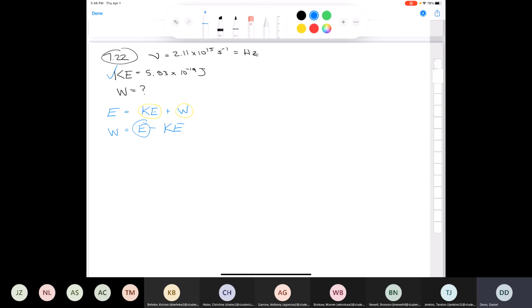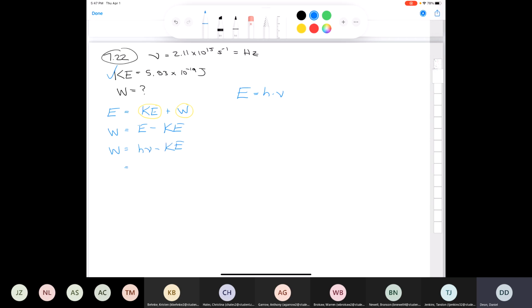Now you might be wondering, well, I've got the kinetic energy. Where am I going to get E from? Well, remember that E was equal to Planck's constant times the frequency. And we have the frequency of the light. So we can rewrite this as W is equal to h nu minus KE.